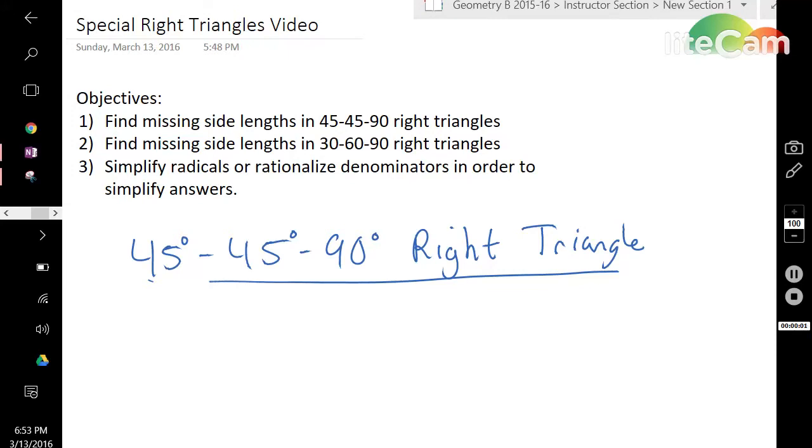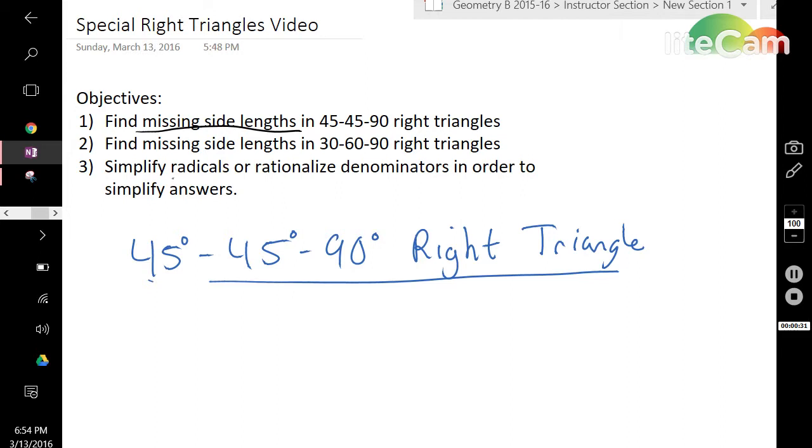Hello, welcome to the first of two videos on special right triangles. In this first video, we're going to look at the 45-45-90 right triangle, find out the side length relationships between the legs and the hypotenuse, and then use those relationships to find missing side lengths within a 45-45-90 right triangle. The first video will deal with 45-45-90, the second video will deal with 30-60-90.